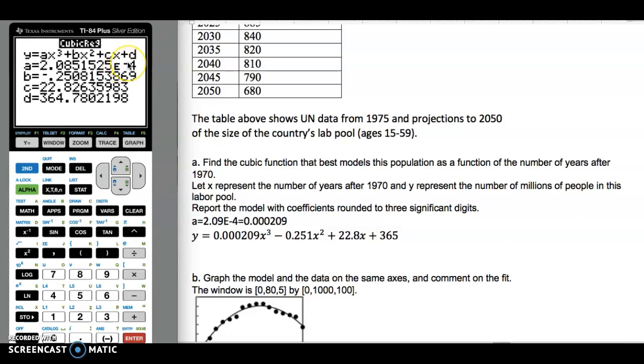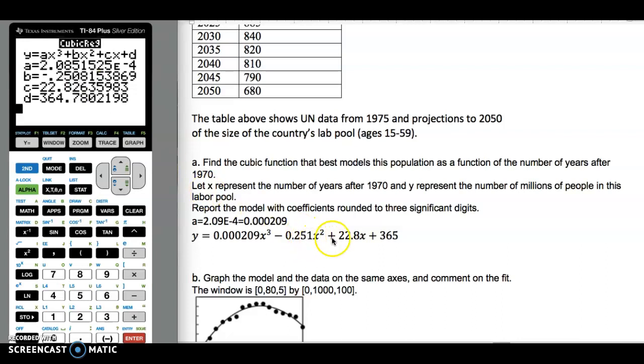E-4. This E-4, it's scientific notation. What that means is you have to shift your decimal 4 places to the left. So that puts 3 zeros, 1, 2, 3 zeros in front of the 2.09. So the number in front of x cubed ends up being 0.000209 x cubed minus, and then 3 significant digits, we have 1, 2, and then this becomes a 1.